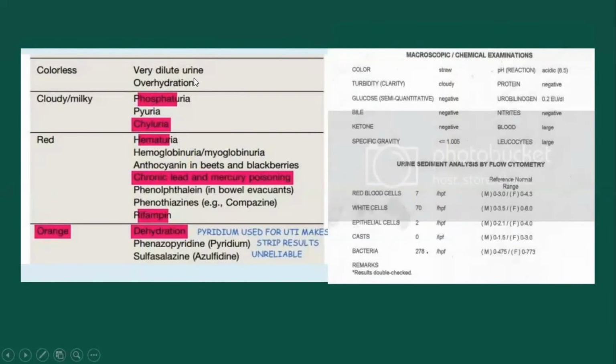Colorless is very dilute urine due to overhydration. Cloudy or milky urine: phosphaturia, pyuria, chyluria. Red color urine: hematuria, hemoglobinuria or myoglobinuria, anthocyanin in beets and blackberries, chronic lead and mercury poisoning, phenolphthalein, bowel evacuants, phenothiazines, and rifampin. Orange color urine is seen in dehydration, and with phenazopyridine and sulfasalazine. Pyridium used for UTI makes strip results unreliable.